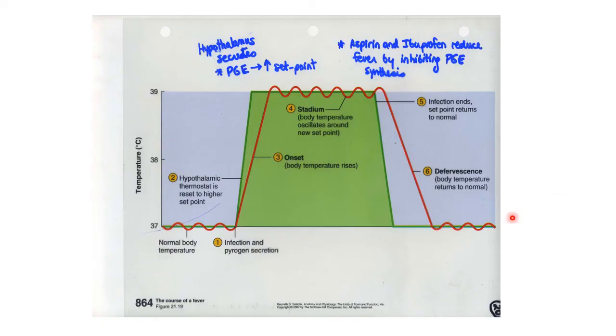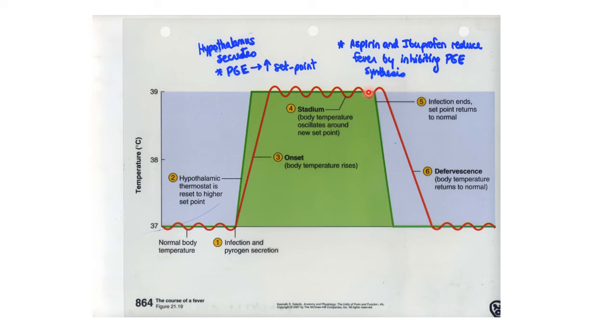So this graph shows you what's going on. There's normal body temperature, and then when the infection occurs and pyrogens are secreted, the temperature increases, and you reach this higher set point, higher temperature. You don't have to worry about terms like stadium and defervescence. I just want you to get the idea of what's going on. Prostaglandins increase the temperature, and then as time goes on and the infection ends, those pyrogens aren't produced anymore. The population of activated immune cells goes down, and the body temperature returns to normal.